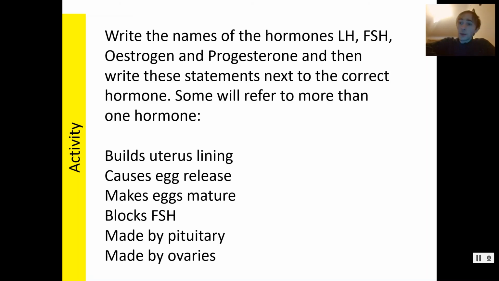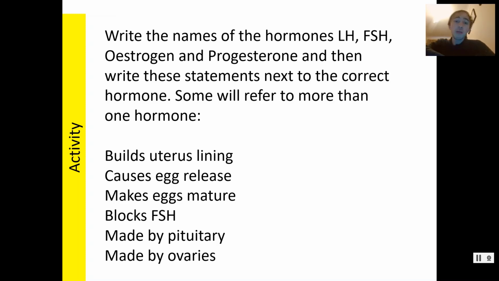Right, so builds uterus lining, you should have written that one next to estrogen. Causes egg release, LH. Makes eggs mature, FSH. Blocks FSH, I'm going to come to in a second. Made by pituitary, LH and FSH. Made by ovaries and the egg too, estrogen and progesterone. Blocks FSH, that is estrogen and progesterone.